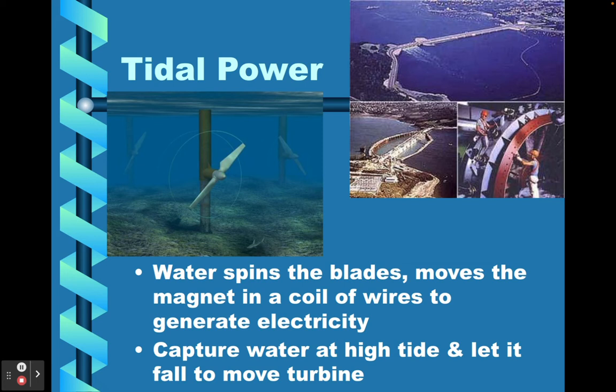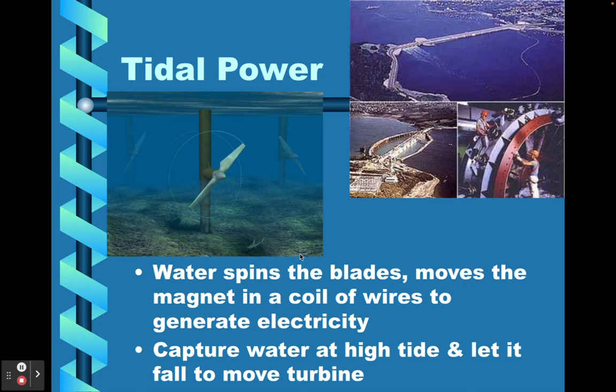And as it's rushing in, as it spins, that motion is used to move a magnet and a coil of wires to generate electricity. Or in the upper right-hand corner, you see it almost looks like a wall, and that's called a barrage. What happens is at high tide, they trap that water, and then as the tide goes out, they let the water fall during low tide. And falling water, you can use to move a magnet in a coil of wires to generate electricity. So both of these are tidal power ways of doing that.